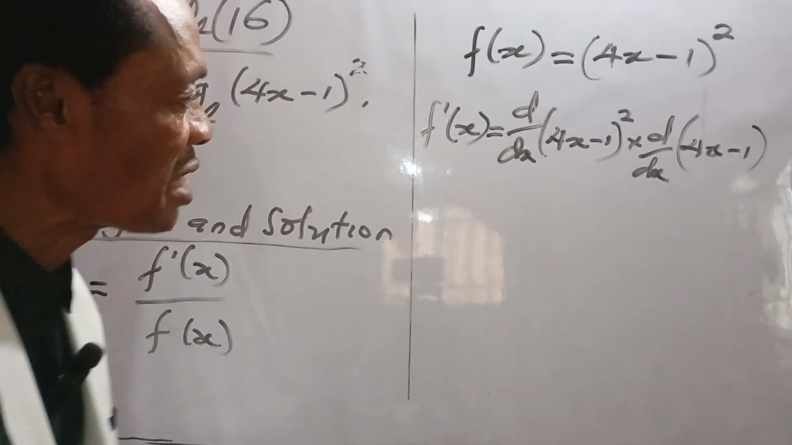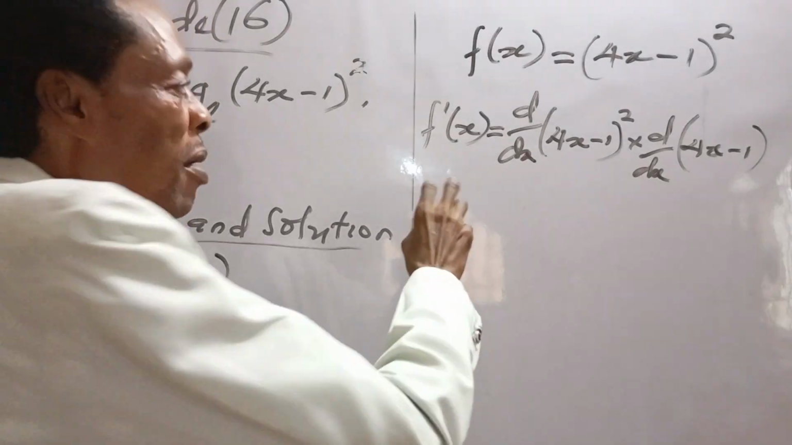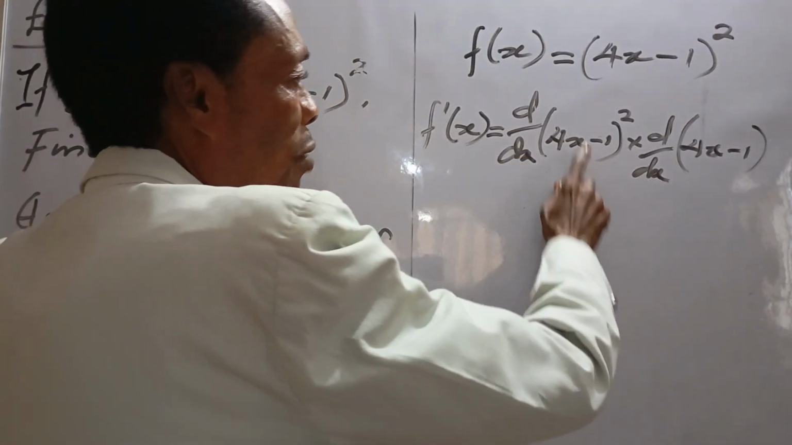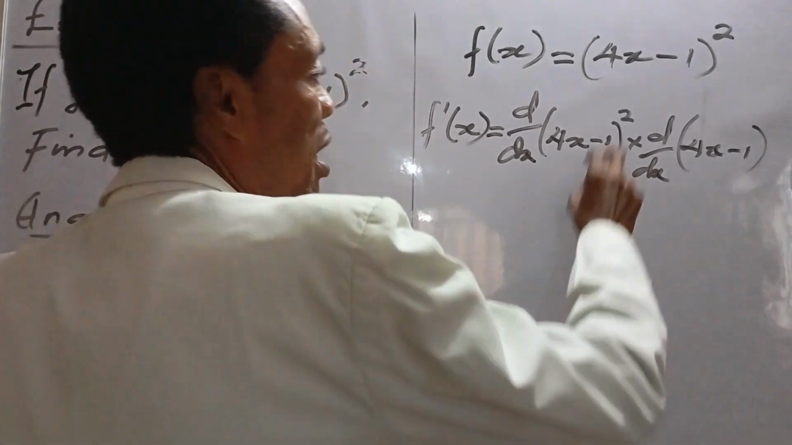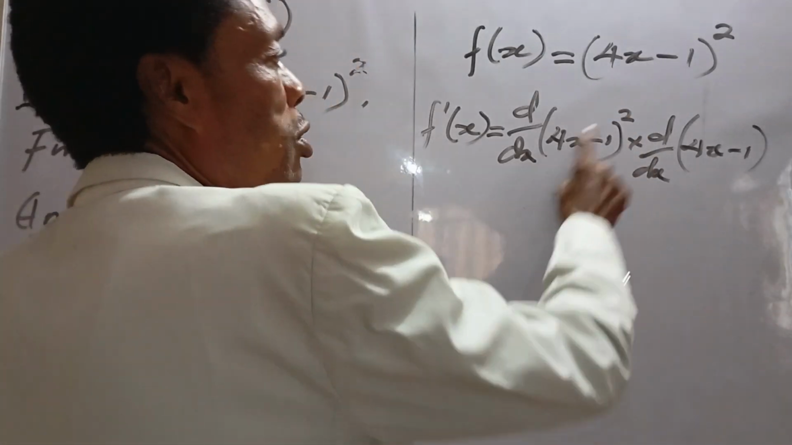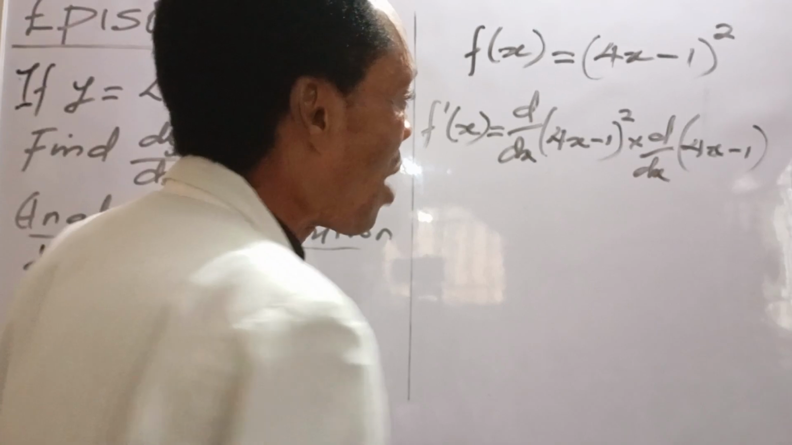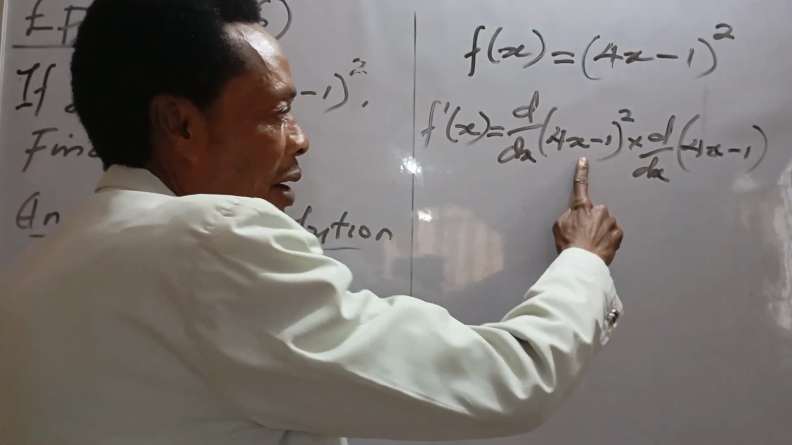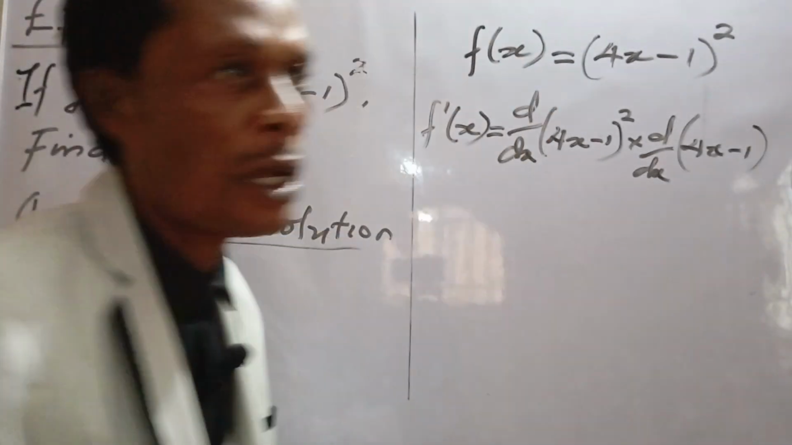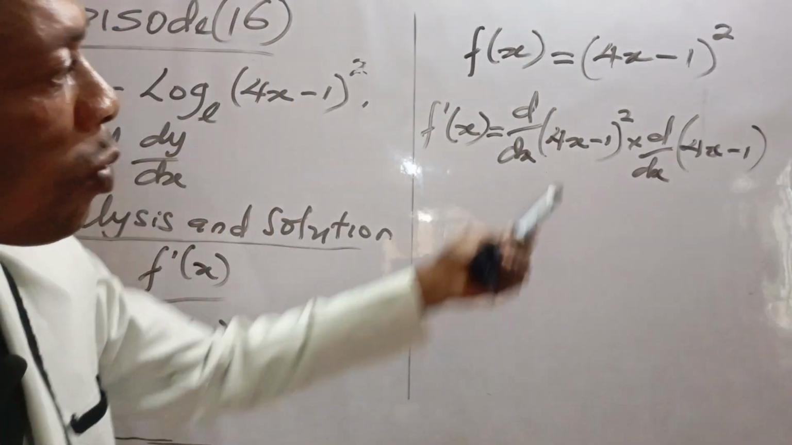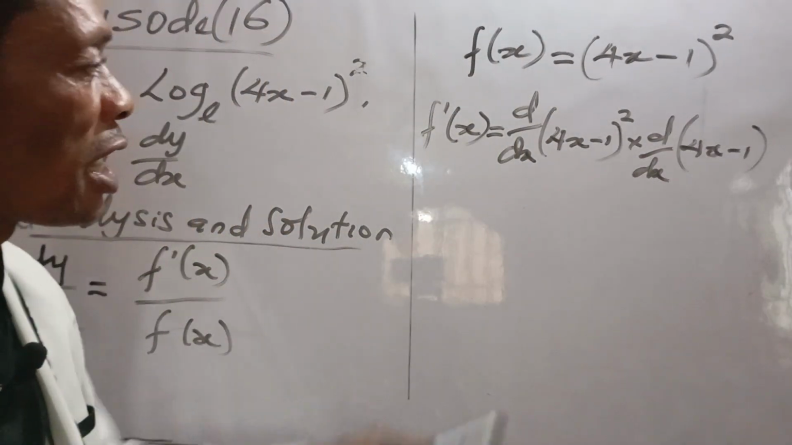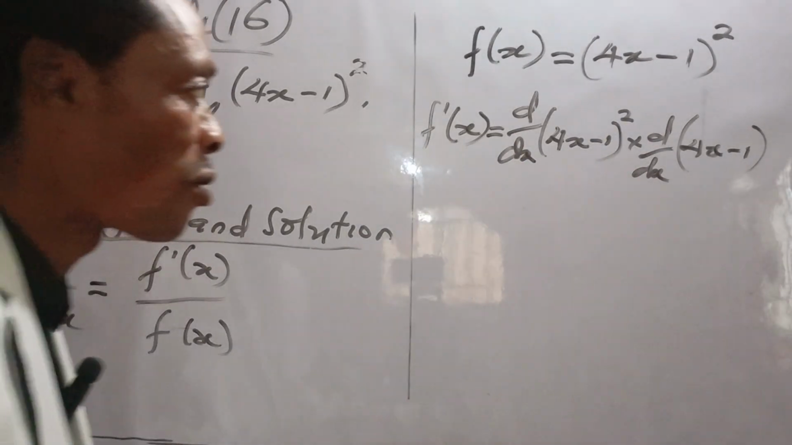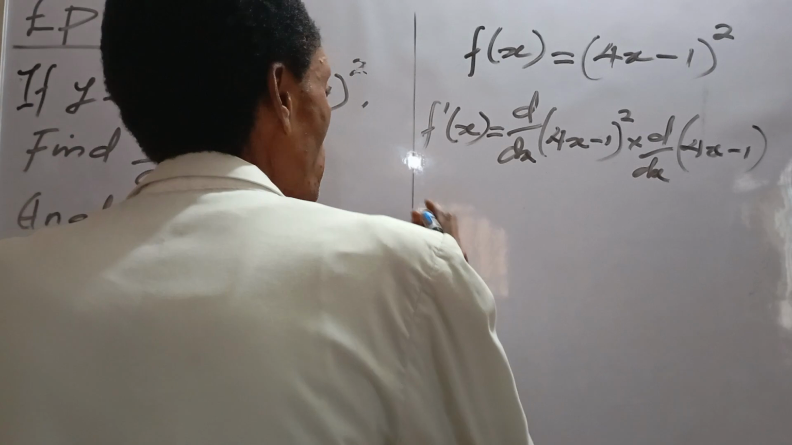Okay, so what we are saying is this. Your f prime of s is d/ds of (4s minus 1) raised to the power of 2. You are saying that you should differentiate the what? The power first, times the differentiation of the factor within the bracket, which is 4s minus 1. This is another way; we can use the chain rule or function of a function, but I'm using the direct method instead of wasting time.